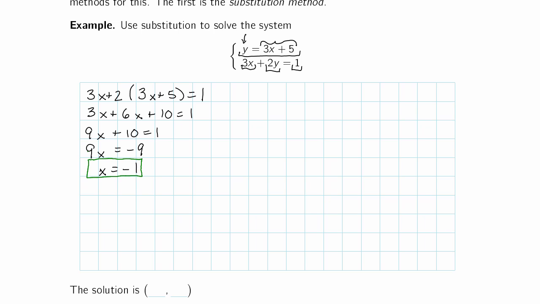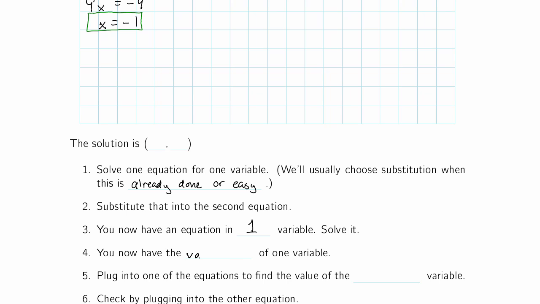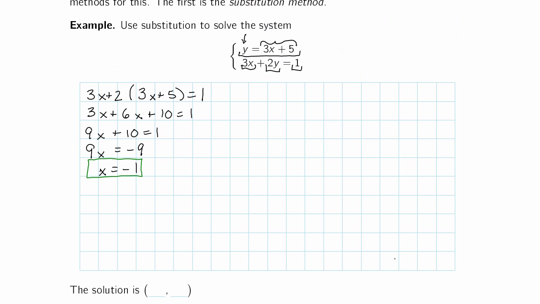That's not the entire solution to this system. That's only one part of the solution. We now have the value of one of the variables. Now we're going to plug that value into one of our original equations to find the value of the other variable. Now looking at my two original equations, I see that this equation is going to give me a much easier job if I plug x equals -1 into it to find y.